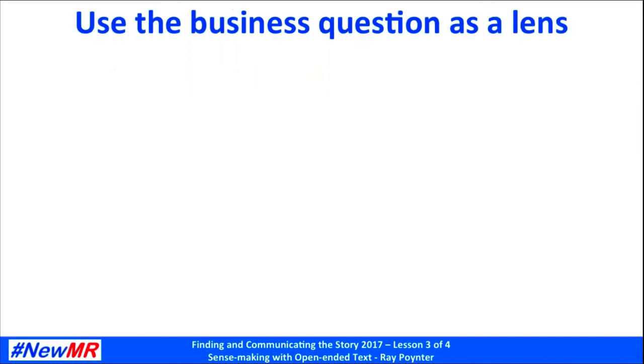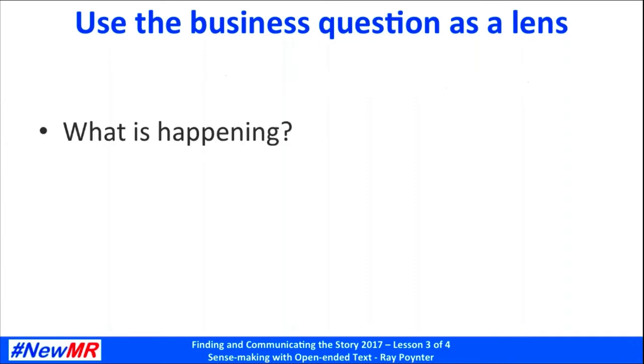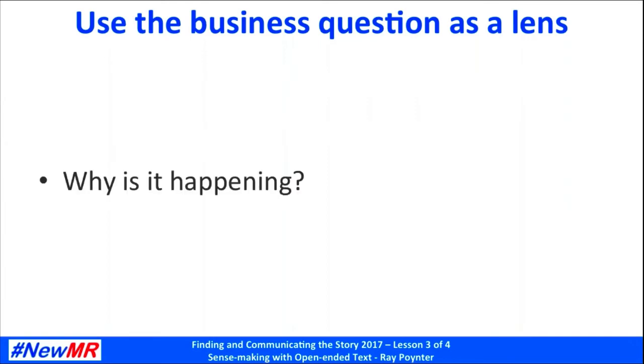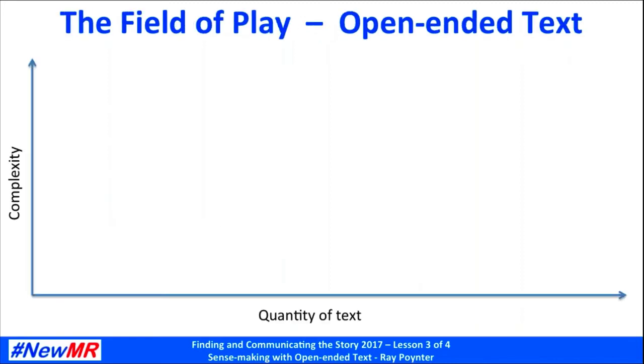We're going to use the business question as a lens to look at the data. As I said, there are too many stories in the data. So we have to have something that helps us look in exactly the right place. Insights need to link to outcomes and they need to link to action. So what is happening? Why is it happening? And then we want to say, what changes can I make? And what changes can I encourage others to make? These are the key elements that we're going to apply the business question as a lens to identify.